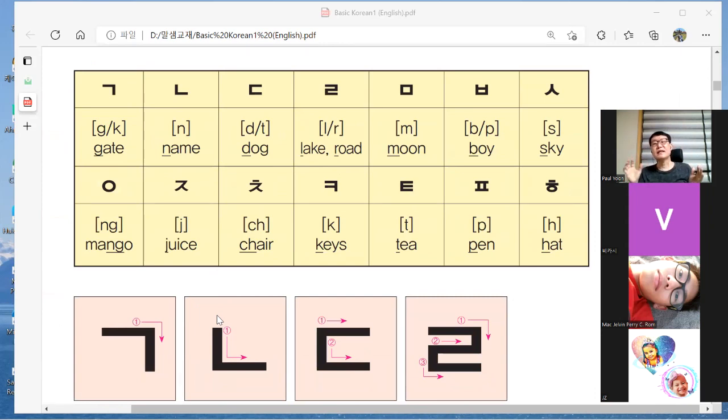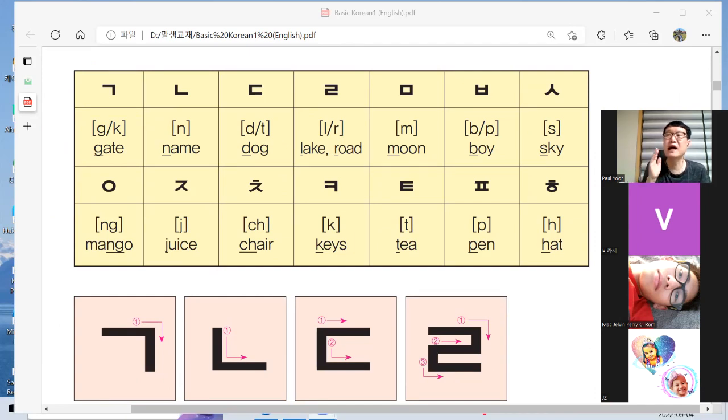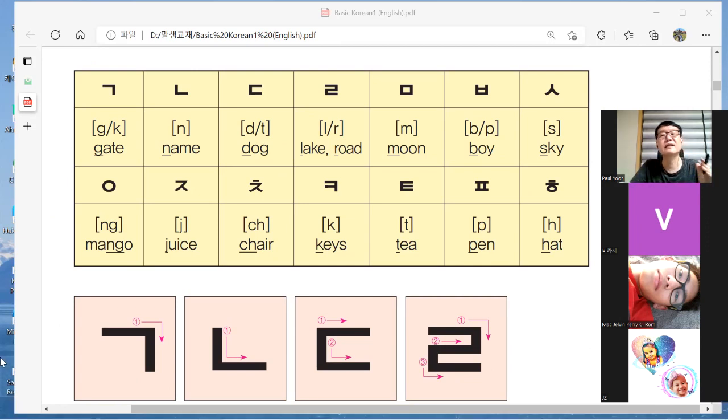Actually, all consonants in Hangul have their own names, just like the vowels, which are a, ya, o, yo. But there are 14 consonants. They have their own names, but it's a little difficult for beginners to memorize. So you may memorize their names next time. But the most important thing is that we have to know their pronunciation.